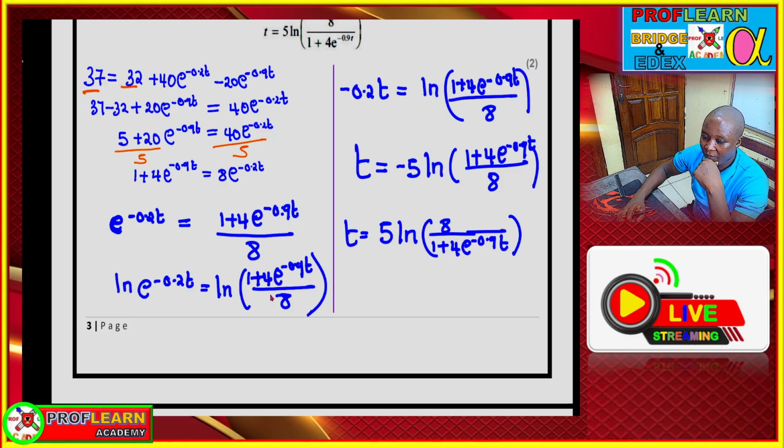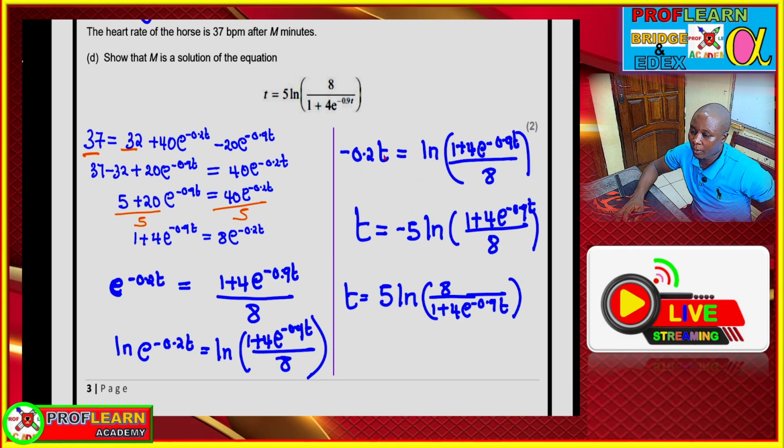Because this equation has 1 plus 4 e is to 0.9t, and it's actually appearing here, and 8 is appearing here, that's why we have introduced ln. Then we're going to have negative 0.2t is equal to ln of that. So if you take everything, negative 0.2, divided both sides, 1 over negative 0.2. So if you simplify this, you are going to get t is equal to negative 5.